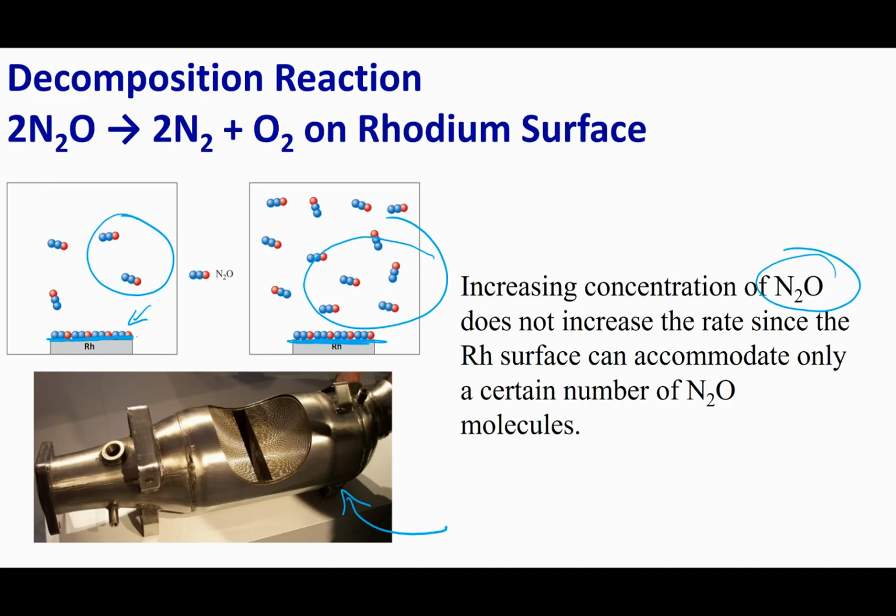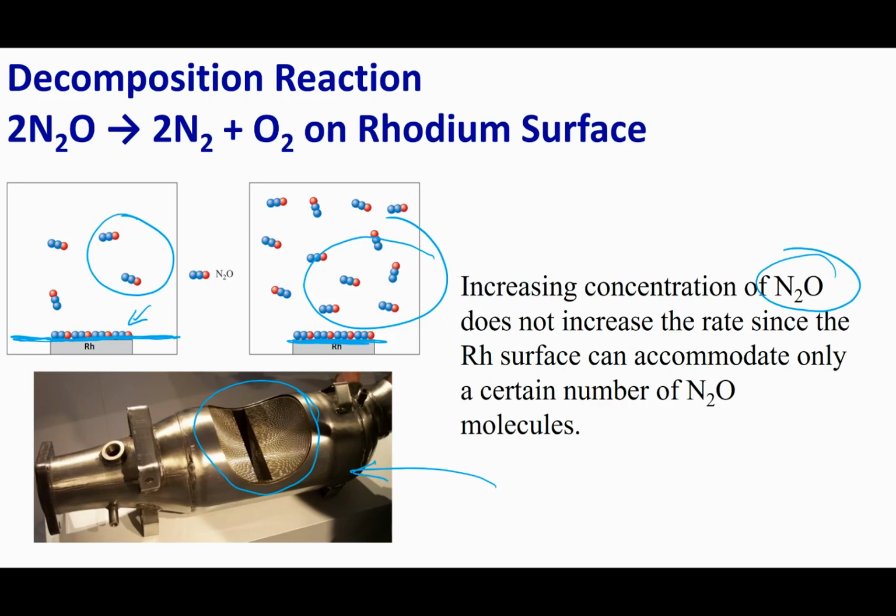Now, what I can do is if I increase the surface, or the amount of catalyst, I can speed up this reaction. And this is why I'm showing you this cutaway of your catalytic converter. What you will see is your catalytic converter looks like a honeycomb. And that's because we want to get as much of the surface area, as much of that rhodium, exposed to the atmosphere so it can do this conversion and convert your N2O to nitrogen and oxygen.